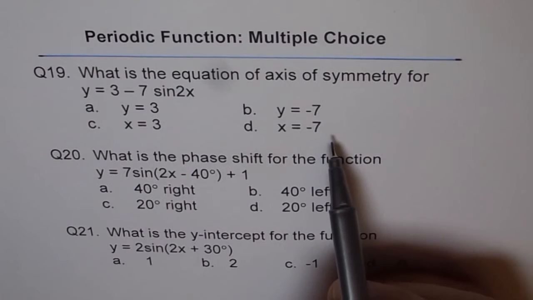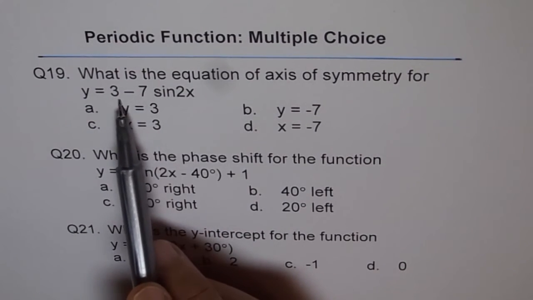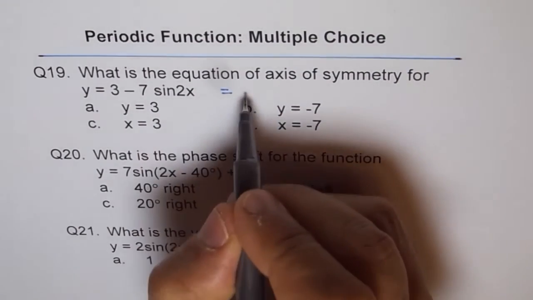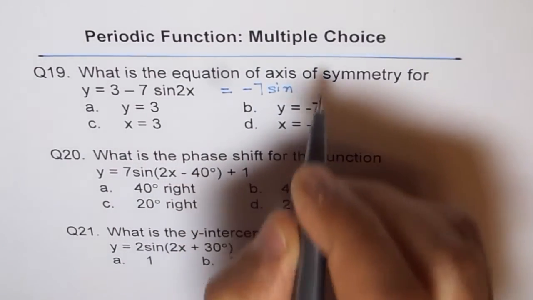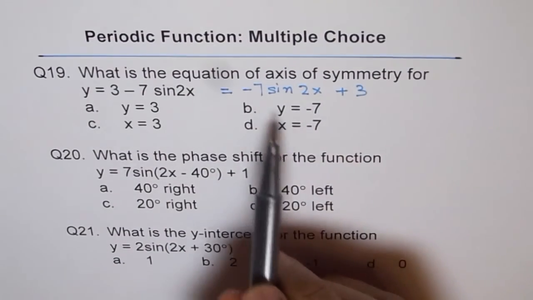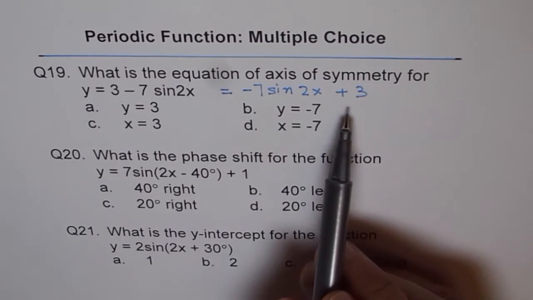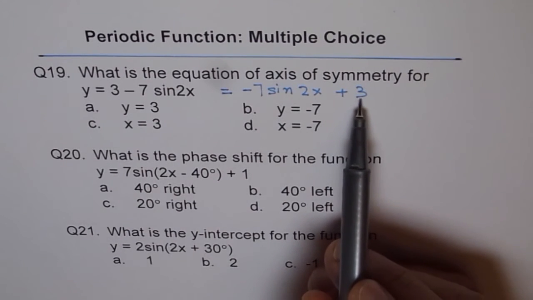The second point which I find students don't understand is if I write this in this fashion. They're so used to seeing this equation in this way: minus 7 sine 2x plus 3. So if I write this equation as minus 7 sine 2x plus 3, it is easier for them to get the answer. The answer is 3.